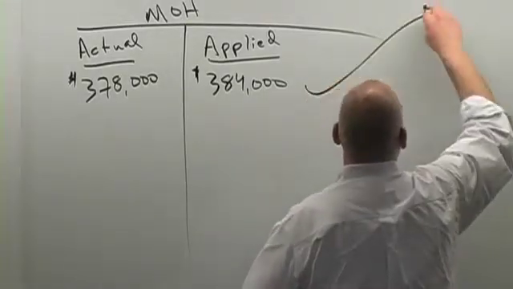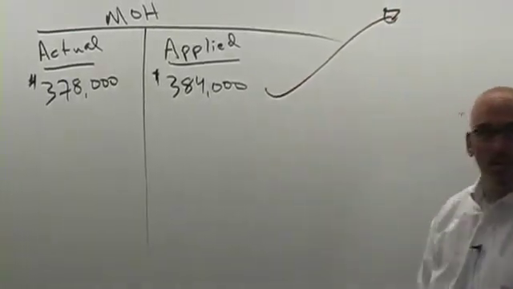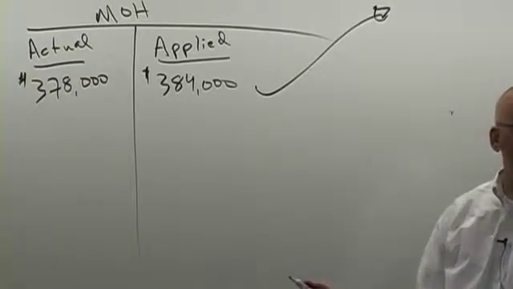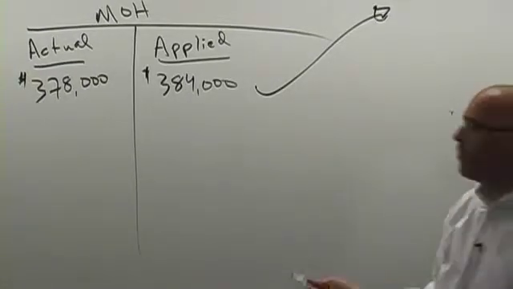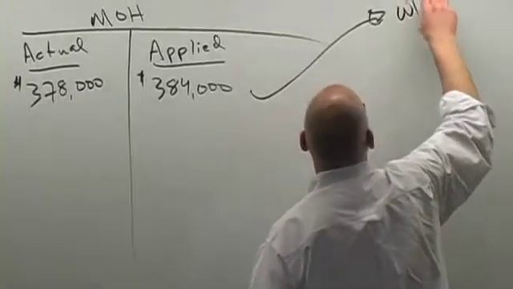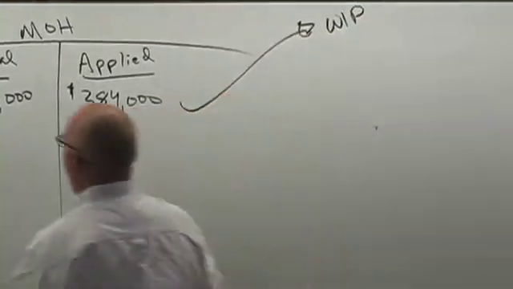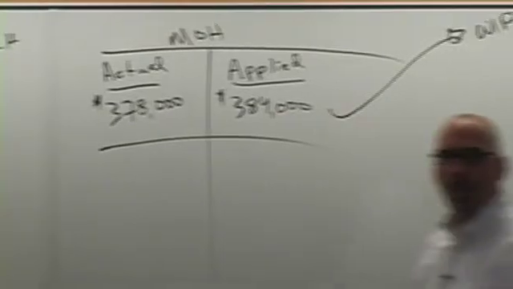Where's that arrow go to? T accounts, you just took a test on this a week ago. Work in process. That's where that number goes. That's the number that goes to work in process. We have issues though, don't we?